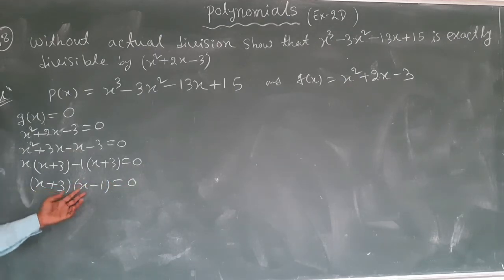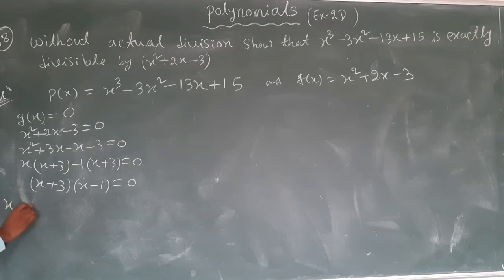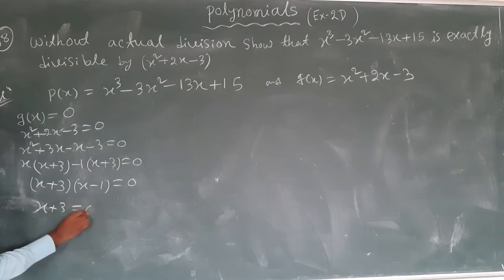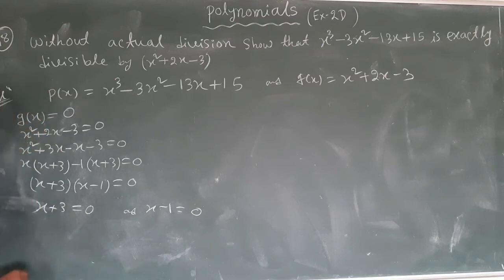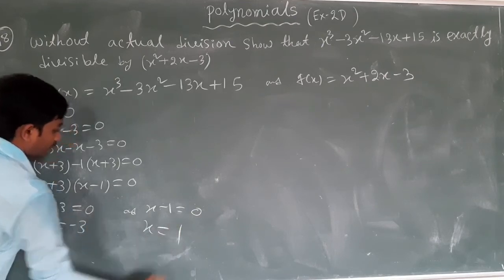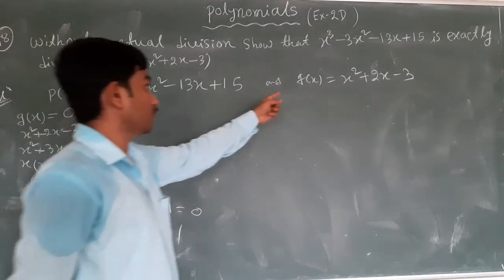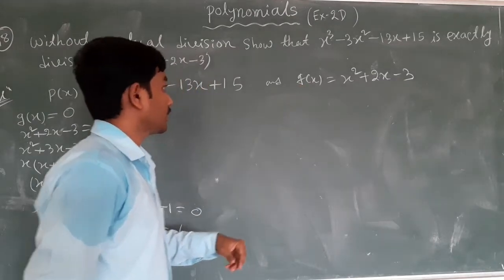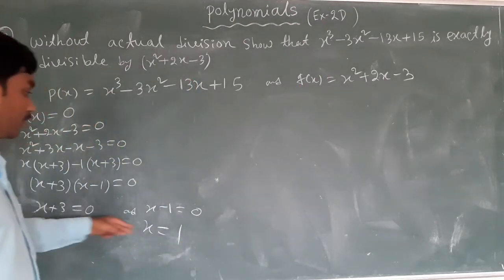The product of two polynomials is 0, hence they are separately 0. That means x plus 3 equal to 0 and x minus 1 is equal to 0. So x equal to minus 3 and x equal to 1. So minus 3 and 1 are the zeros of the polynomial g(x). g(x) is a quadratic polynomial, hence it has two zeros.